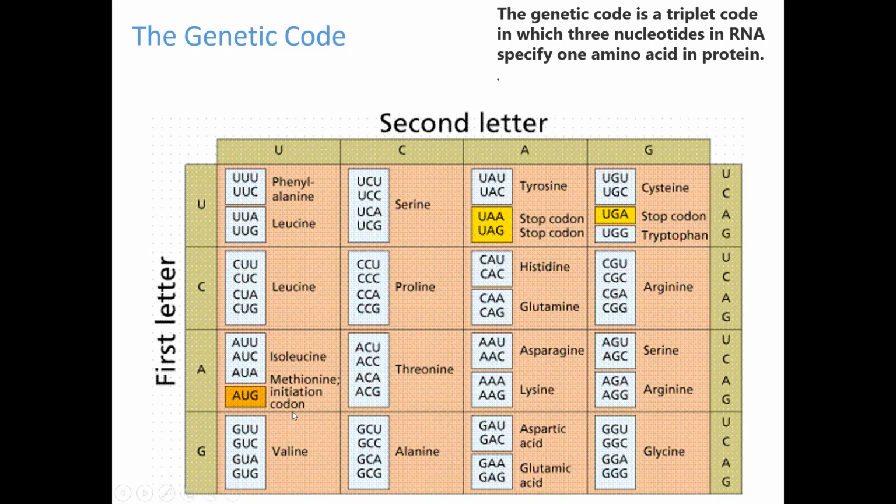Look at this. Leucine has 6 different possible combinations: UUA, UUG, and then all the C's here. Proline has 4. Threonine, alanine each have 4. Valine has 4. Glutamic acid has 2. Arginine has 6, 4 here and 2 here. So there are all these combinations that can occur.